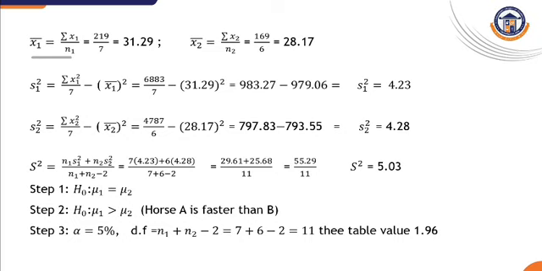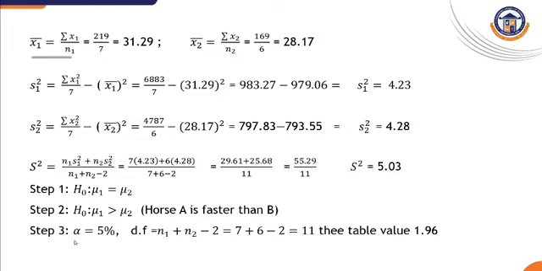Now step number 1: we determine our null hypothesis. I define here H0, the null hypothesis, which means mu1 equals mu2. Here I take both horses as equal. Now the alternative hypothesis is mu1 greater than mu2. This represents H1, not H0. That is, horse A is faster than horse B. Right, that is the meaning.